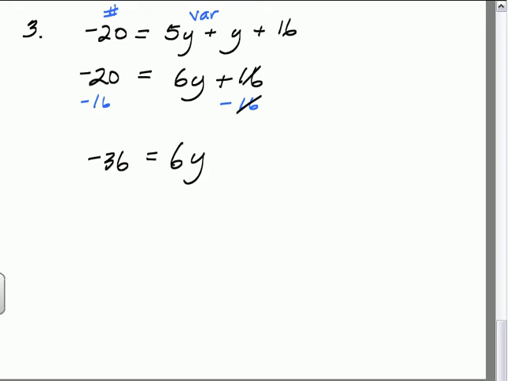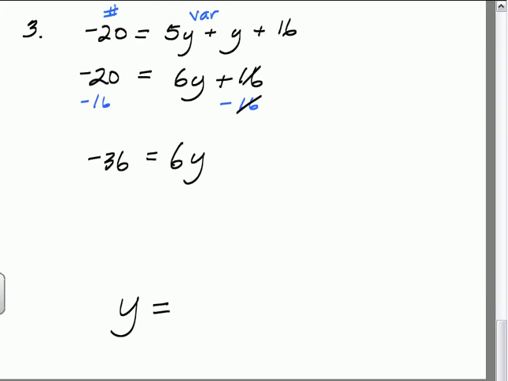So at this point, we've got all of our variable terms on the right and all of our number terms on the left. So we are ready for step 3. And again, all of our attention is on this y because we know where we're going. We're trying to get that y all by itself. So our attention is over here. Do we have y by itself? No, there's that pesky 6 in front.